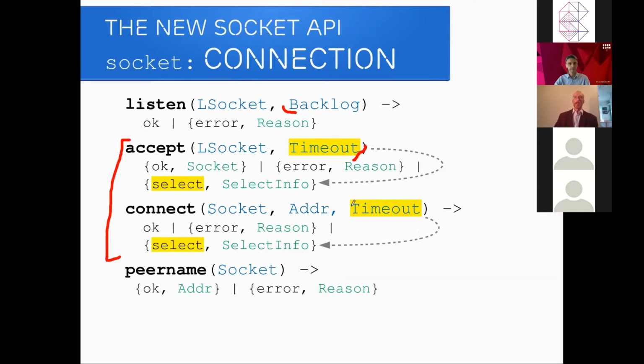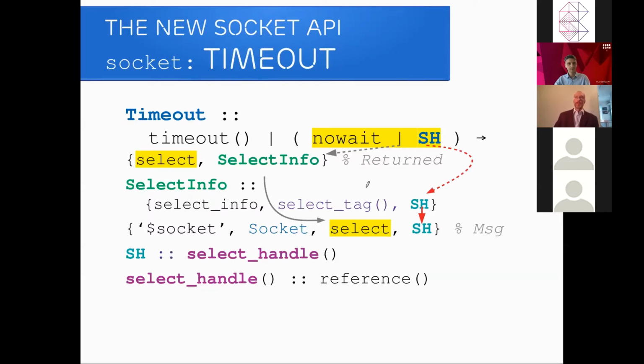The timeout argument may cause a special select return value. Or rather, if you use the timeout argument no wait, you may get a select return value. That is, if you had to wait, or you could not wait, then you get the select return value. And if you get the select return value, it contains a select info. The select info contains a select handle, and the select handle comes later in the select message when it's worth trying again.